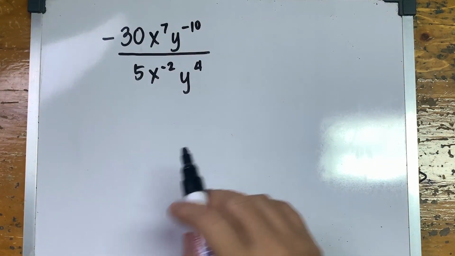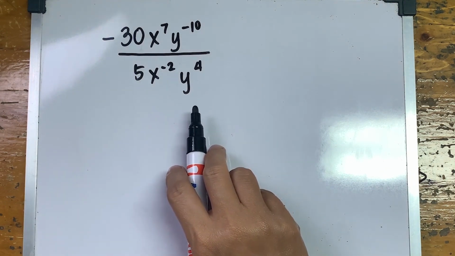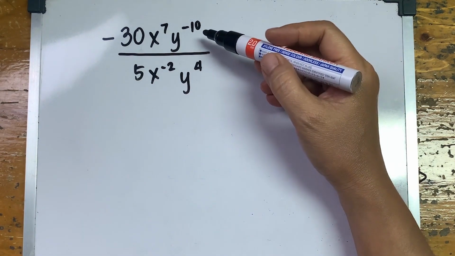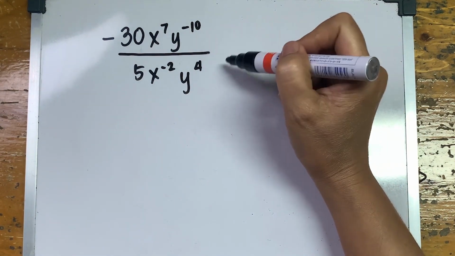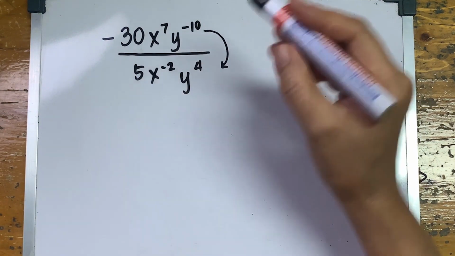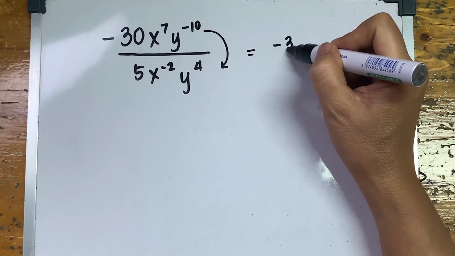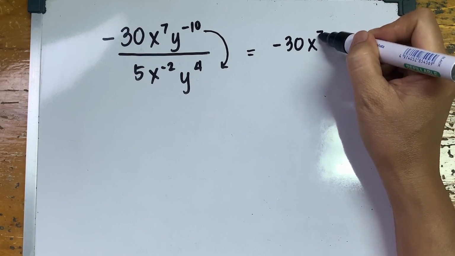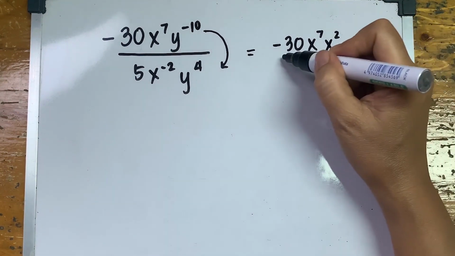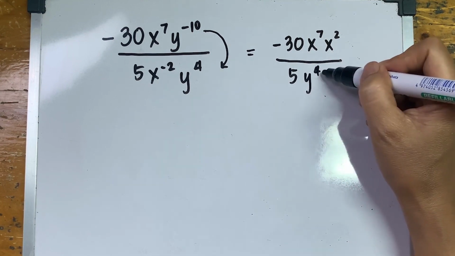Let's take this example. Negative 30 x to the 7 y to the negative 10 all over 5 x to the negative 2 y to the 4th power. Remember what I told you? When you have a negative exponent in the numerator, you have to bring this one down. While if it's in the denominator, bring it up. So in this case, let's rearrange this. So it's negative 30 x to the 7th x squared over 5 y to the 4th y to the 10th power.